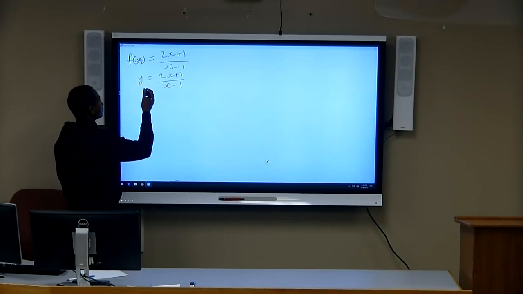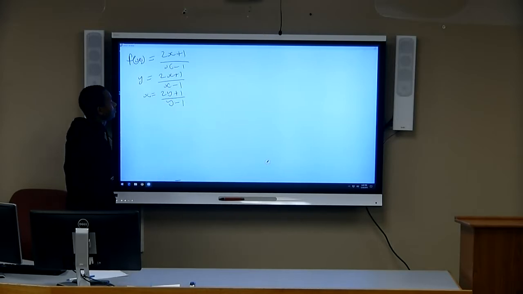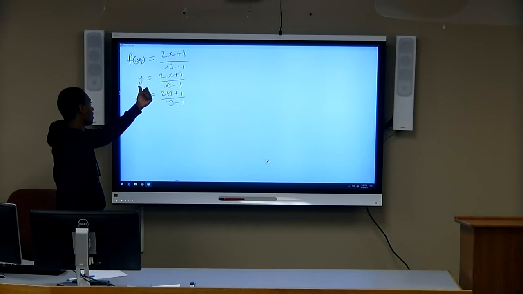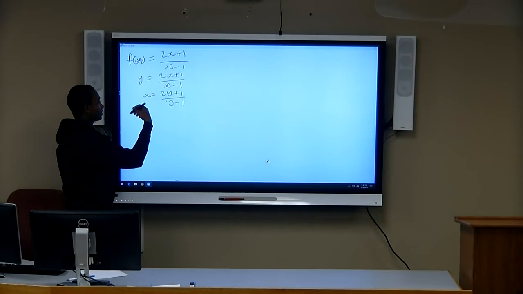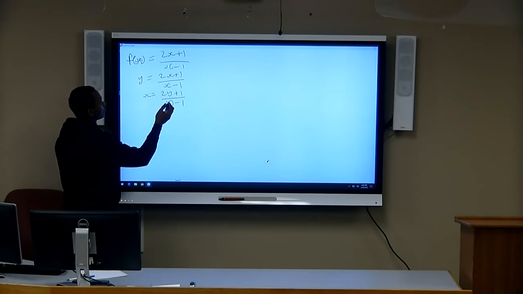So here, if we switch x with y, it's going to be x is equal to 2y plus 1 over y minus 1. What we did is, anywhere I see x, I put y there, and anywhere y is, I just replace it with x. Now we're going to solve for y to find the inverse function. We already have x is equal to this, but let's solve for y, so that y is going to be the inverse term. When we make y the subject of the formula, y is going to come here where x is. So we multiply this thing out.